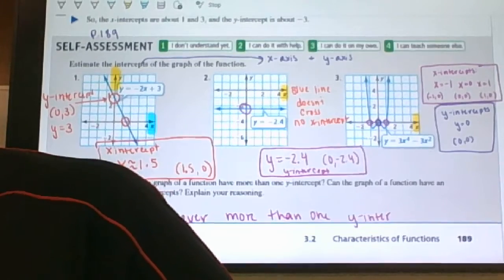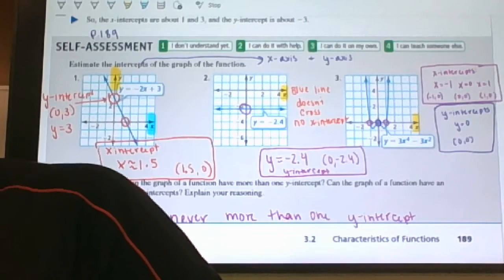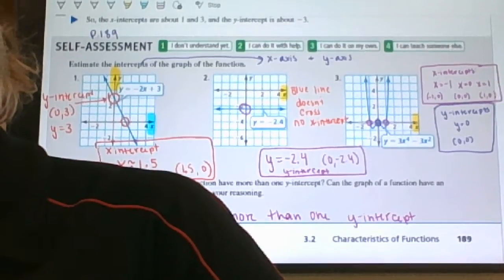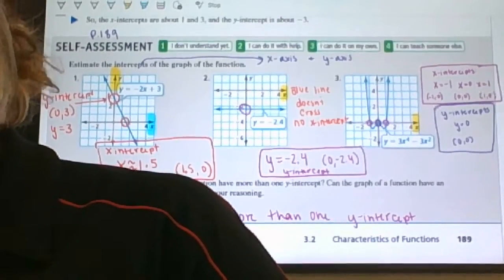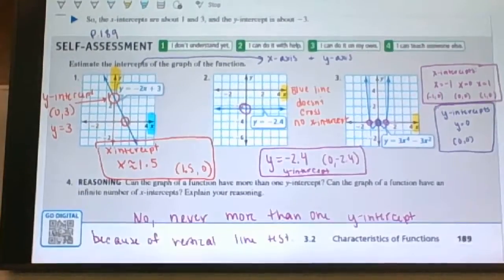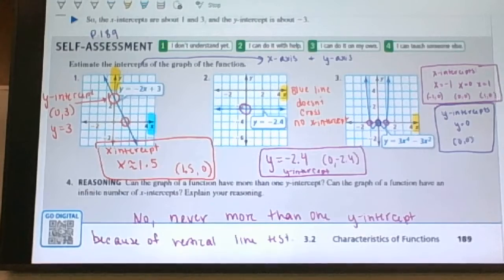These are a little more important, so I'm going to emphasize them first. Actually, a function will never have more than one y-intercept, and that's because of the vertical line test. But that's a concept. If you guys don't understand that, that's okay. It's kind of a really advanced concept there, the reasoning. It can obviously have multiple x-intercepts.